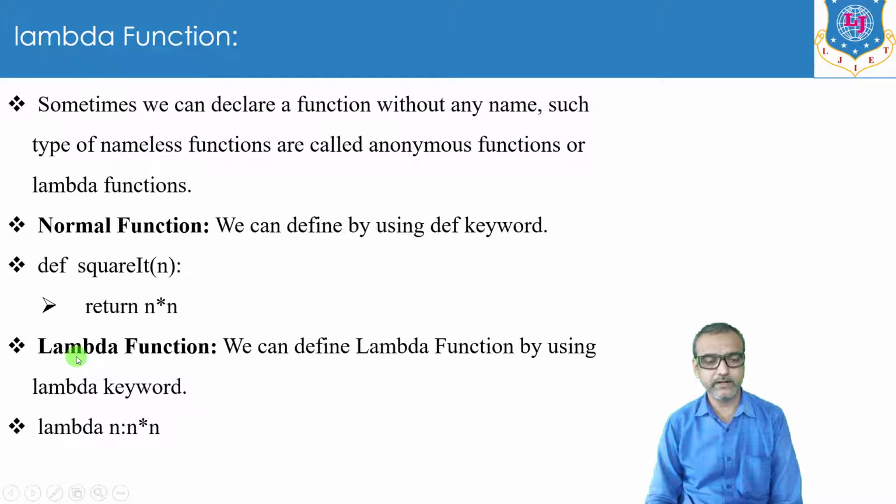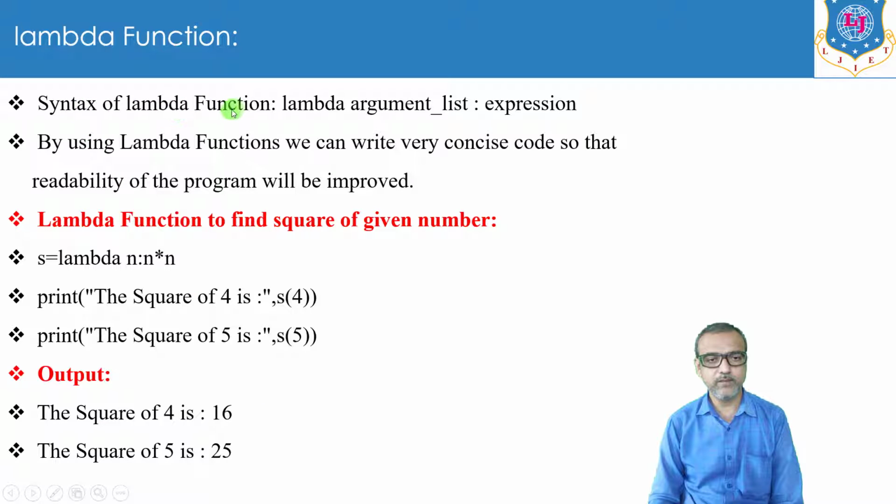Now how can we write a lambda function? We can define a lambda function by using the lambda keyword. We just write the lambda keyword, then the argument n, and don't forget to write this colon, and then the expression. Here the expression is n star n, so it will give us the square of number n. The syntax of lambda function: first we write the lambda keyword, then the argument list, then the colon, and then the expression.